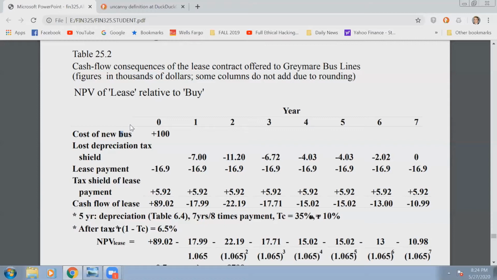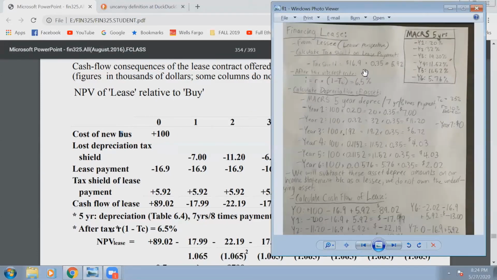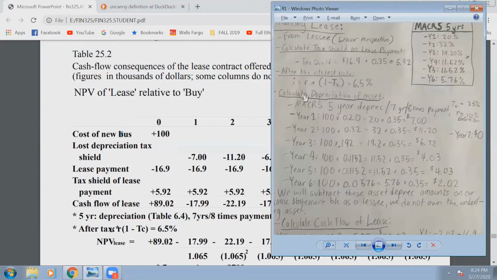In most cases, the lessor is the owner of the asset. So the lessee cannot actually depreciate this asset over its useful life because they don't own it. So we actually subtract that in our statement here, and I'll show you how we calculate that right now.